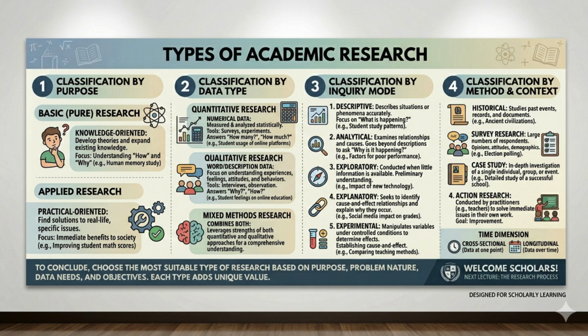Experimental research is widely used in science, medicine, psychology, and education because it helps establish cause and effect relationships. Another common type is historical research. This involves studying past events, documents, records, and historical evidence to understand historical developments and their significance. Historians often analyze letters, government documents, newspapers, and archives to reconstruct past events and draw conclusions.